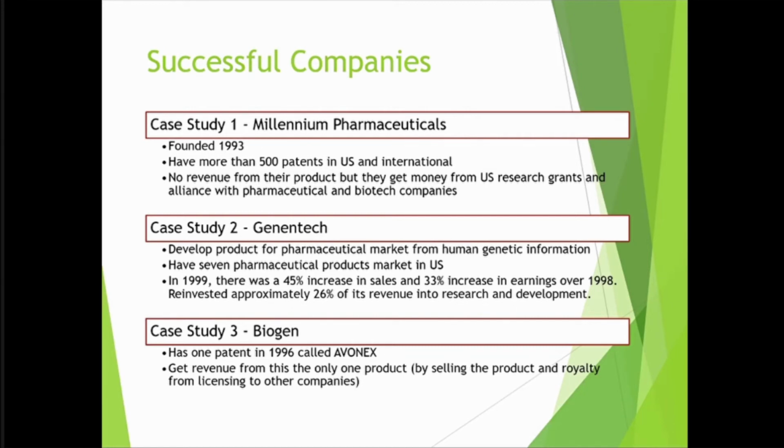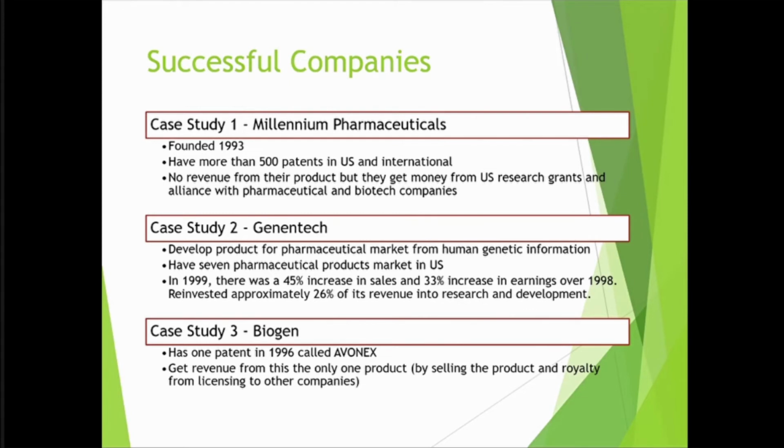Secondly is Genentech. Genentech is very famous for producing insulin. So they produce just one product, but they focus on this one product for commercialization. They obtain a lot of money from this product because their market size is very big for this one product.